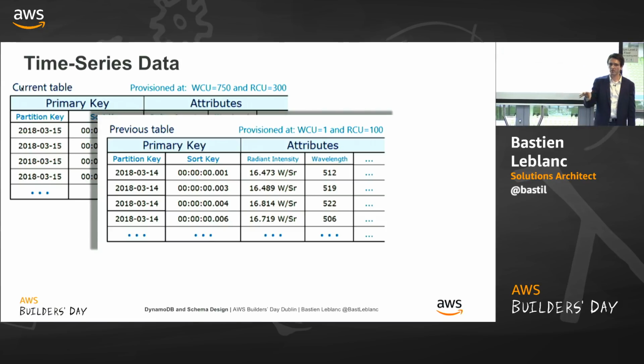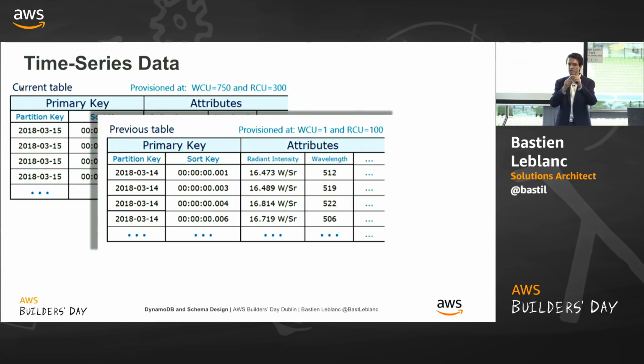But how do you get the data here? You use another component of DynamoDB, which is called DynamoDB Streams. DynamoDB Streams is a component that takes every change in your table and writes it on a stream, similar to a Kinesis stream.